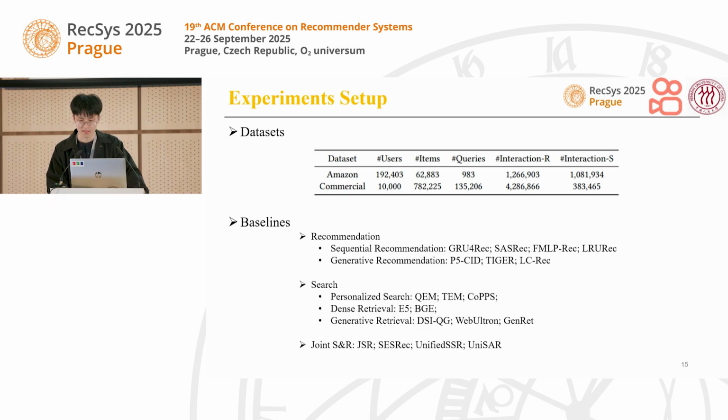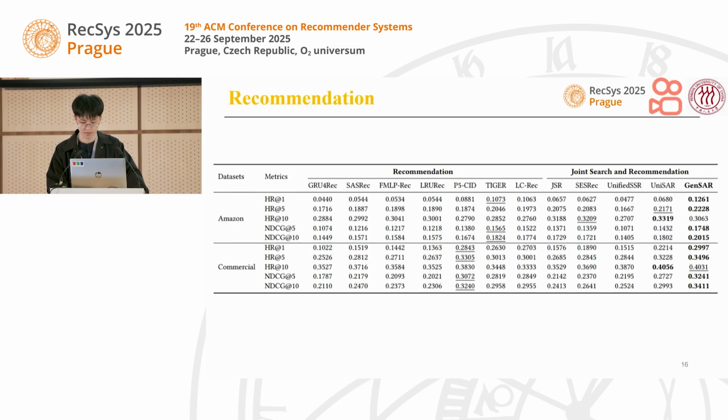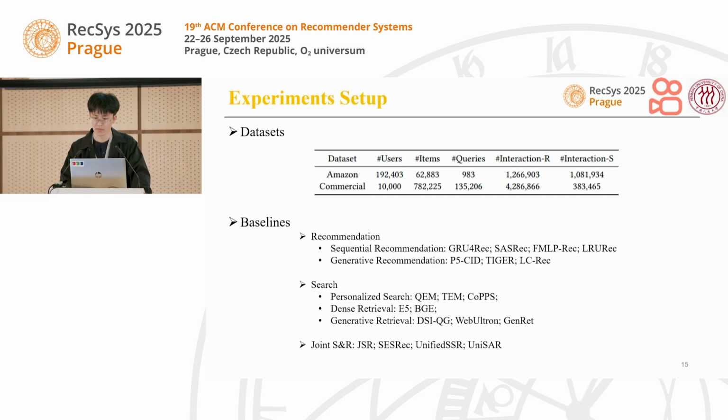To verify the effectiveness of our approach, we conducted experiments. Specifically, we carried out the experiments on 2 datasets, the commonly used Amazon dataset and a commercial dataset. Additionally, we compared our methods with commonly used methods in 3 categories: recommendation-only methods, search-only methods, and joint search and recommendation methods.